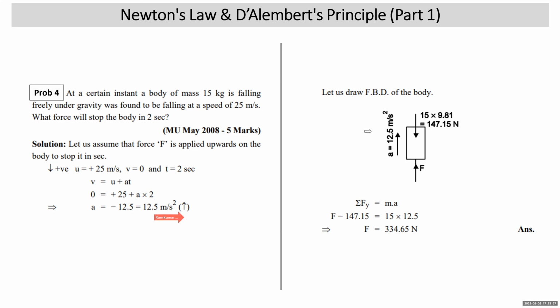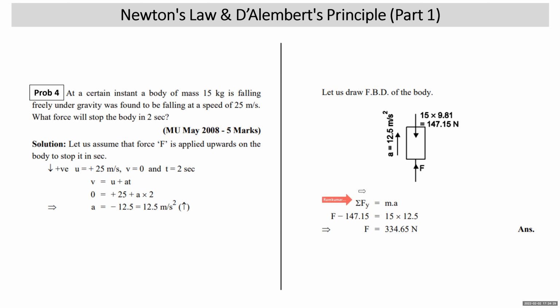Now we draw the free body diagram of the body. When we draw the free body diagram, weight will act vertically down, 15 into 9.81, 147.15. Force F, which is unknown, is applied in the upward direction on the body. Acceleration is upward, right? We mark the acceleration in the correct direction on the free body diagram because it helps us in applying Newton's law correctly. Now, acceleration on the body is upward, that is, more forces must be upward. So when I apply Newton's law, I'll take upward forces positive, downward negative.